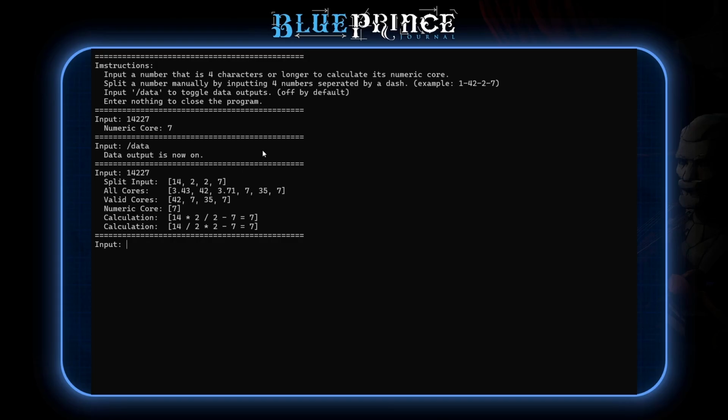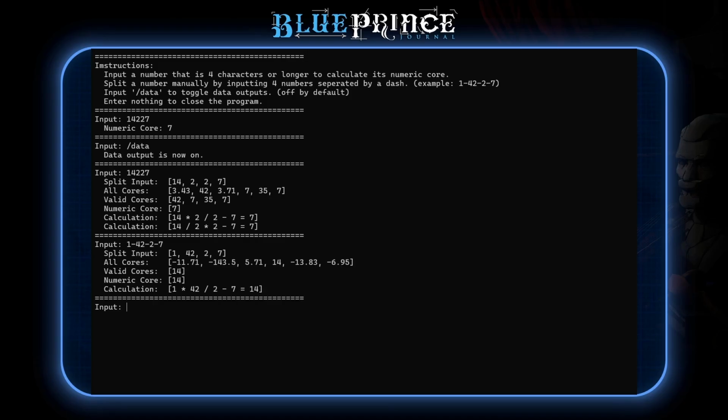I also added this thing. So right now, 14227 would be split like this. However, now I can do this manually. I can do it that way, and it will use that instead, which I think is quite nice. I don't know if this will ever be useful, but it seems good to have.